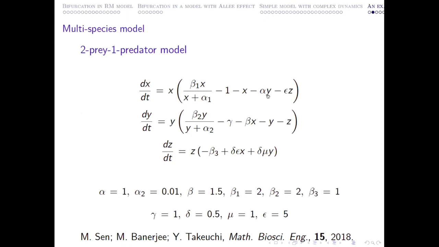You can see most of the terms are polynomial, but the initial two are nonlinear terms. This work was carried out with Professor Takauchi during my visit to his university for a couple of days. Our main target was to come up with a model which looks very simple, but whose dynamics is quite complicated, or rather quite complex.